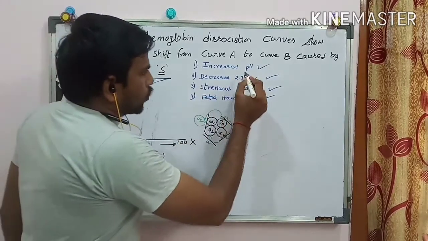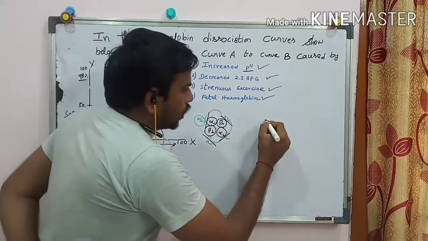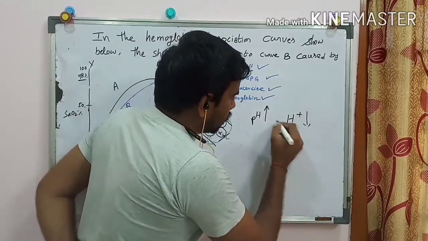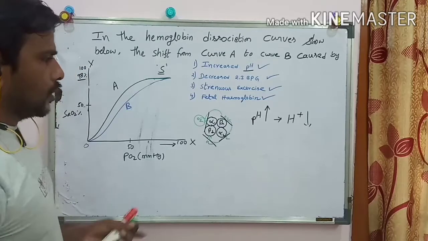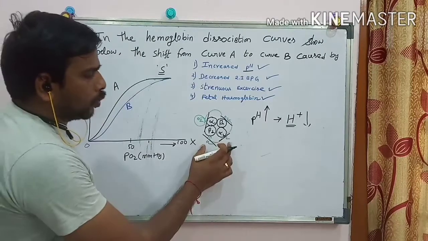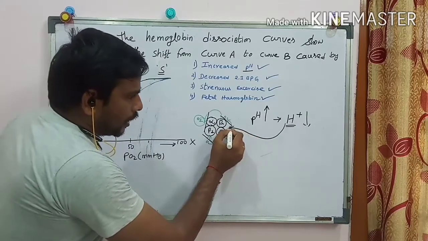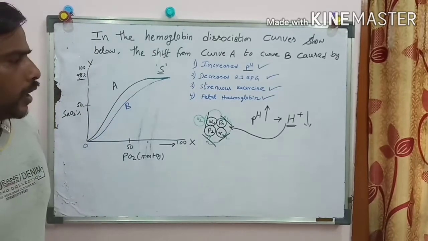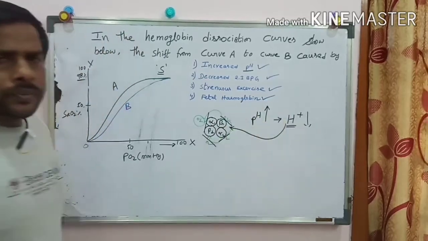We will take the first option, increased pH. As you know, when pH increases, H plus ion concentration decreases. What is the interaction of these H plus ions with the hemoglobin molecule? When there is a higher H plus ion concentration, it can disturb the bonding between oxygen and hemoglobin, and it dissociates more and more oxygen into the blood.